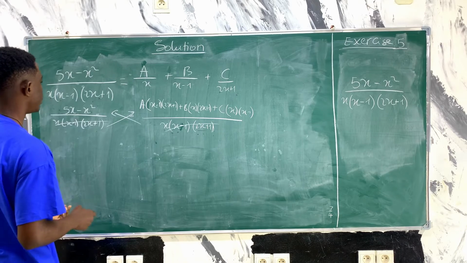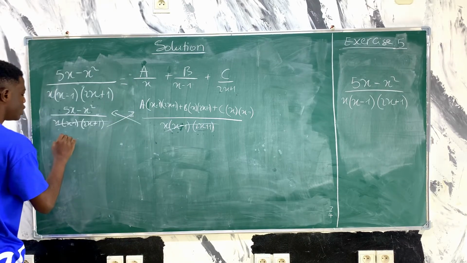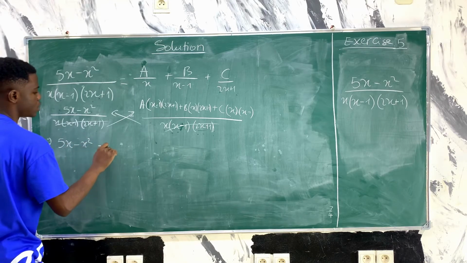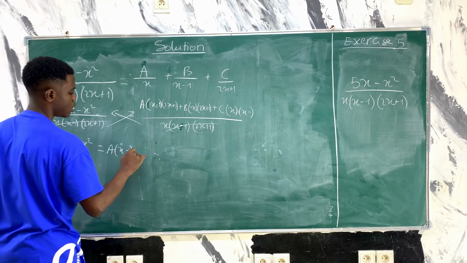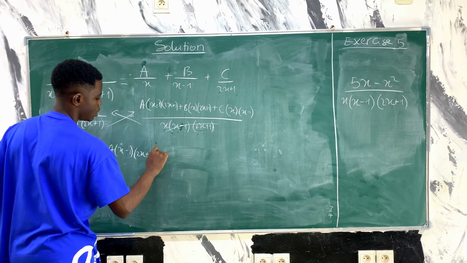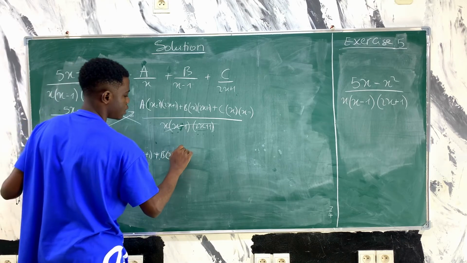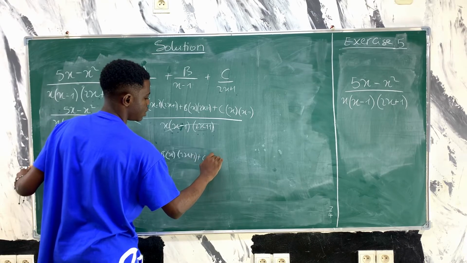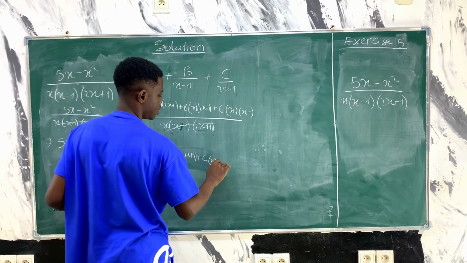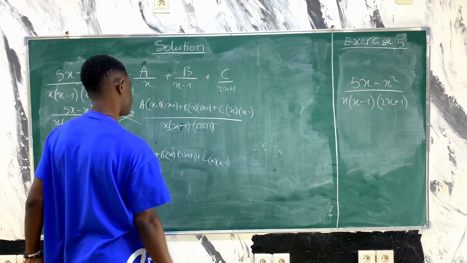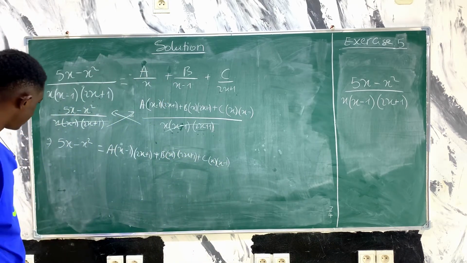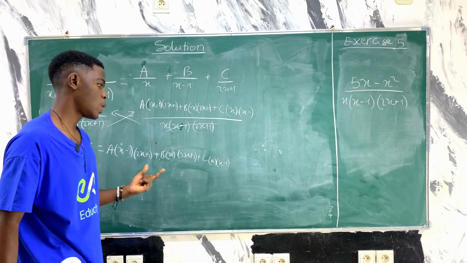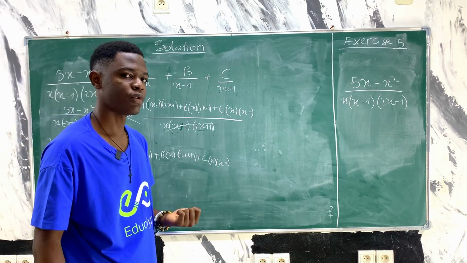So what next do I do? I'll be left just with the numerators. If I'm left with the numerators, I'll have 5x minus x squared is equal to a into x minus 1 into 2x plus 1 plus b into x into 2x plus 1 plus c into x into x minus 1. So from here, you can either expand and compare the coefficients, or you can substitute values.